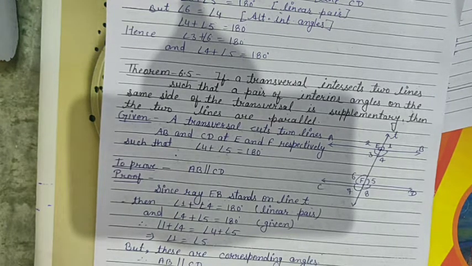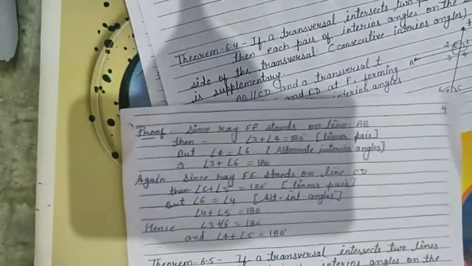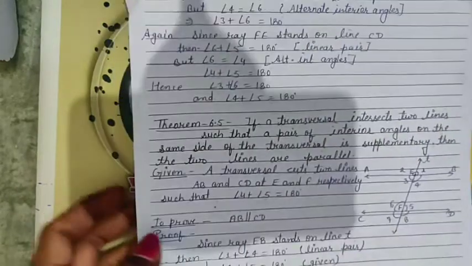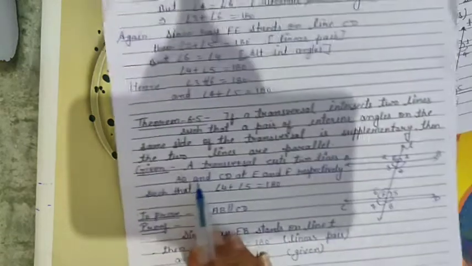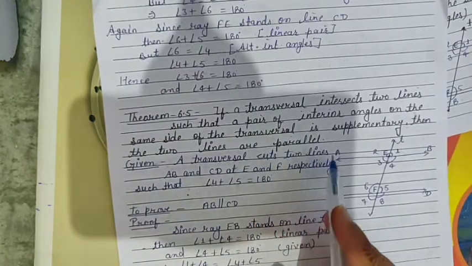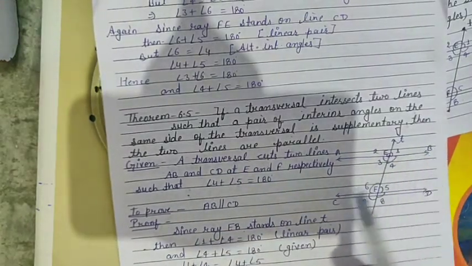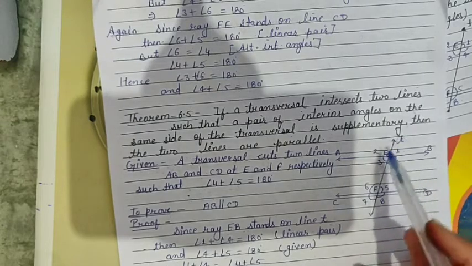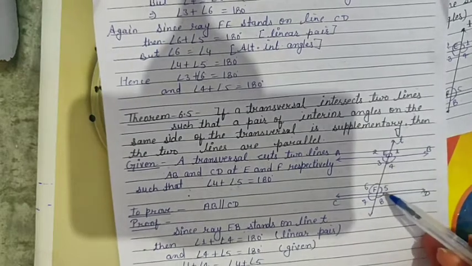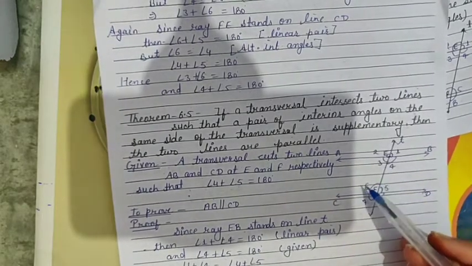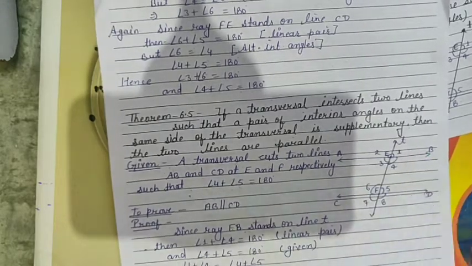In this theorem, it is given that consecutive interior angles are supplementary, but we have to prove that those two lines are parallel to each other. A transversal cuts two lines AB and CD at E and F respectively. It is given that angle 4 plus angle 5 equals 180 degrees, and angle 3 plus angle 6 is equal to 180 degrees. And we have to prove that AB is parallel to CD.